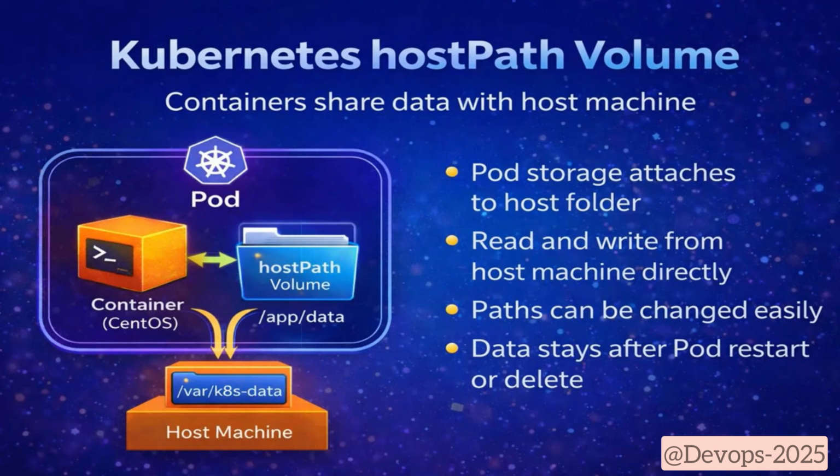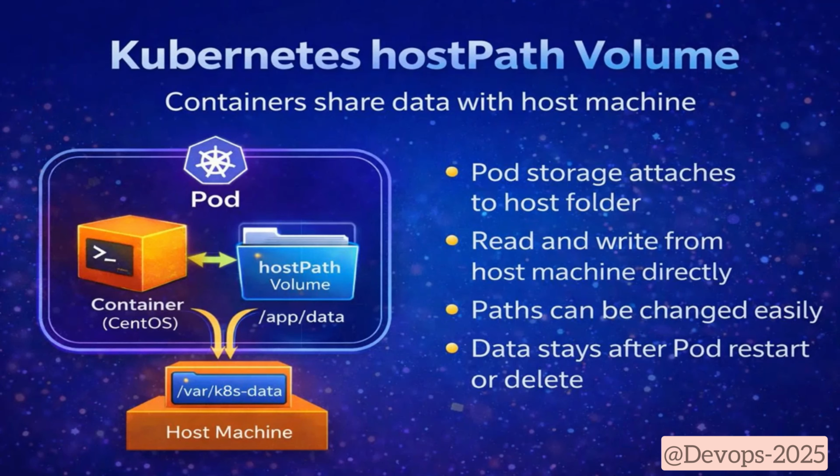Think of this like a simple bridge. One side is your container and the other side is your node machine. The bridge between them is called a hostPath volume. This is one of the most useful volume types in Kubernetes. So whatever happens inside the container, you can see it on the host machine, and whatever exists on the host machine, you can see inside the container.